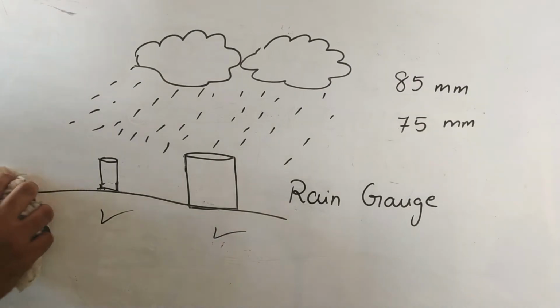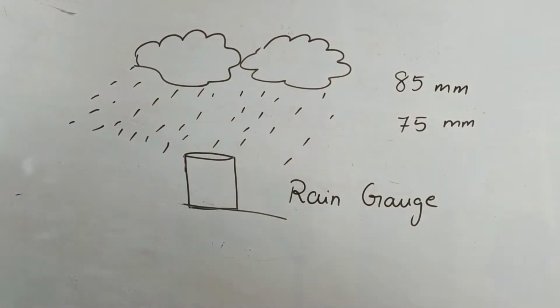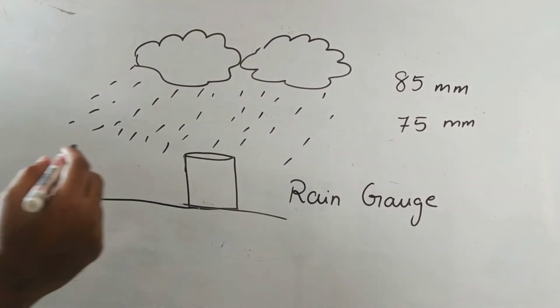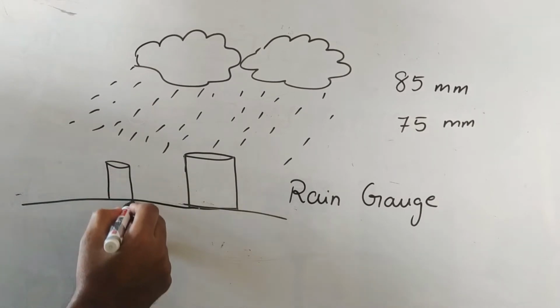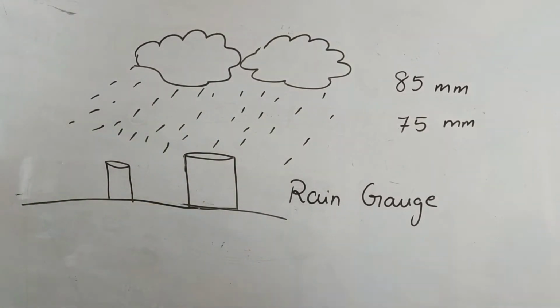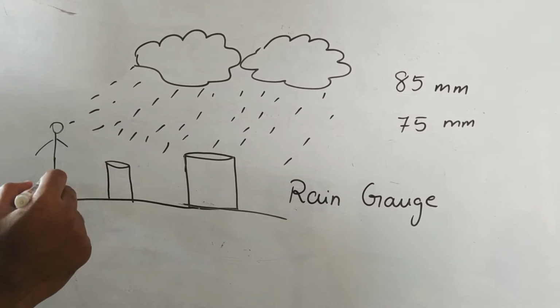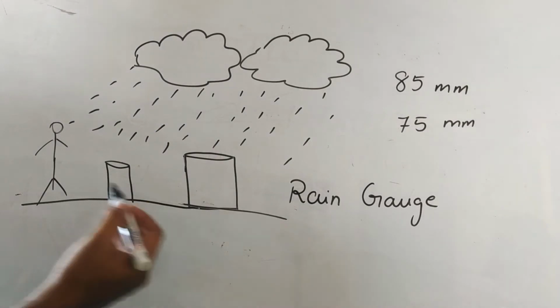Let me just draw this properly. Okay, so let's say I have one container which has a smaller opening, and I have kept these both out. It's raining and I've kept these both out. And I wonder now, in which container will water get filled fast?